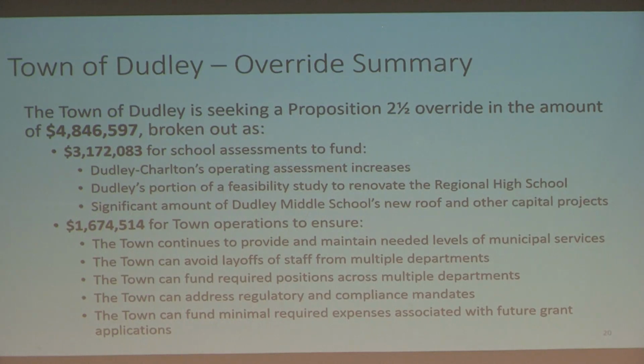The 1.67 is the town portion of the override amount, and it would ensure that the town continues to provide and maintain needed levels of municipal services, that the town can avoid layoffs of staff from multiple departments, that the town can fund required positions across multiple departments, that the town can address regulatory and compliance mandates, that the town can fund minimal required expenses associated with future grant applications.